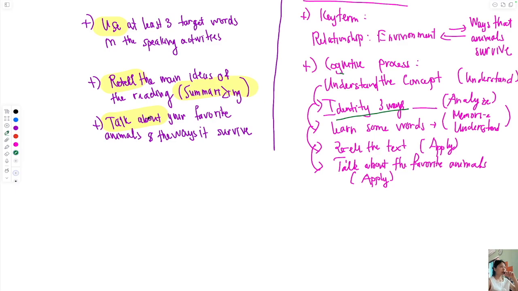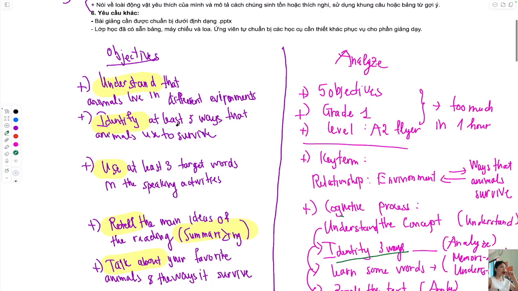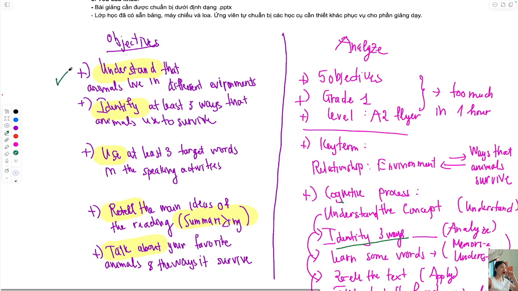So here, let's come back to this and have the check. At the end of the lesson that day, I let them understand the relationship. They identify 3 ways? I think, no, they haven't achieved it. Usually 3 target words in the speaking activity? No, they haven't spoken yet. Retell the main idea? No. Talk about your favorite animal? No. Oh my goodness, I can only achieve number 1. See, this is a failed lesson.